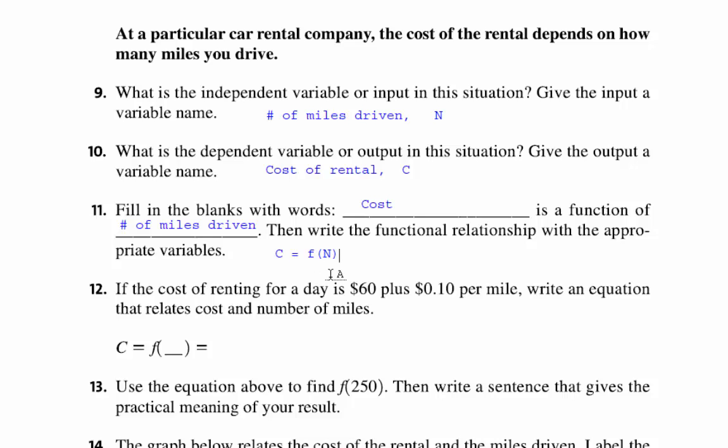Number 12 says, okay, well, let's say it's $60 a day to rent the car plus 10 cents per mile driven. Write the equation that relates the cost and number of miles. Right, so still, cost is a function of the number of miles driven. And in this case, our equation will look like this. Right, there's my $60 plus the 10 cents times however many miles I drive.